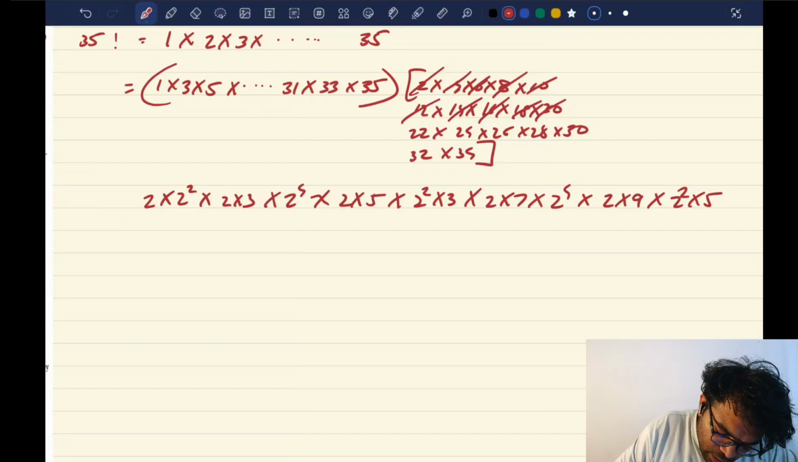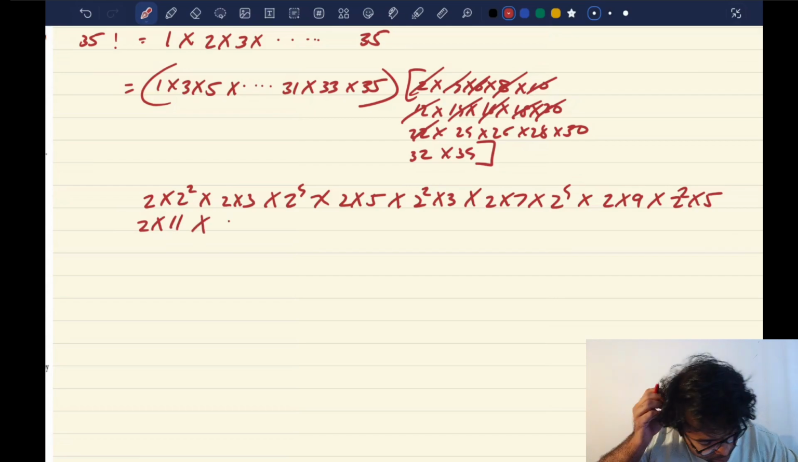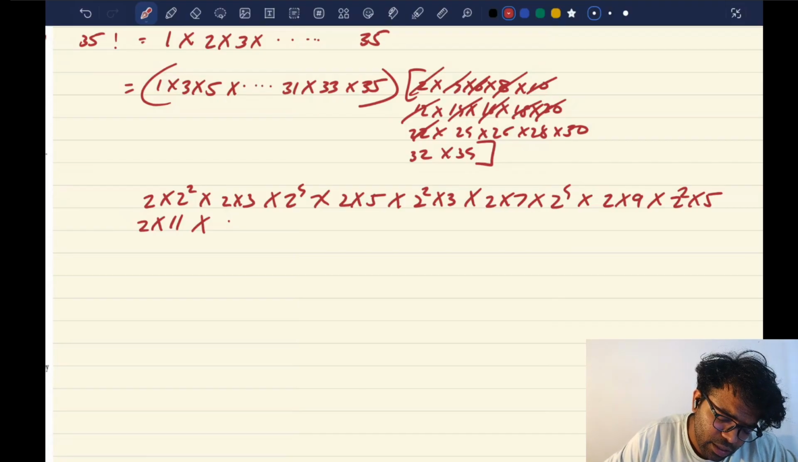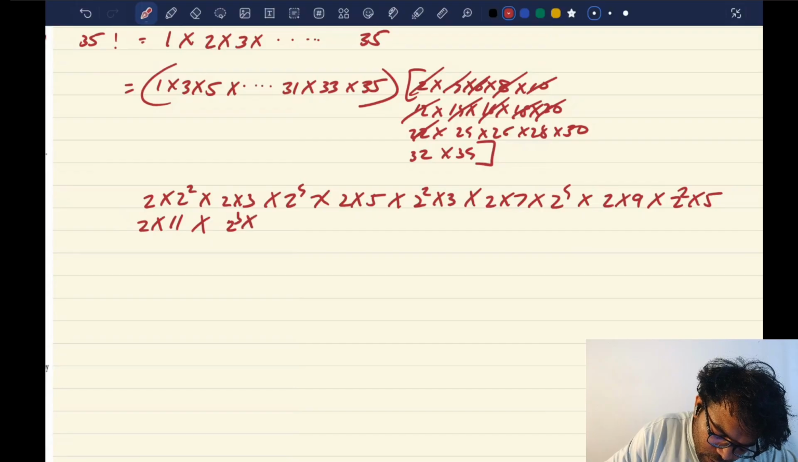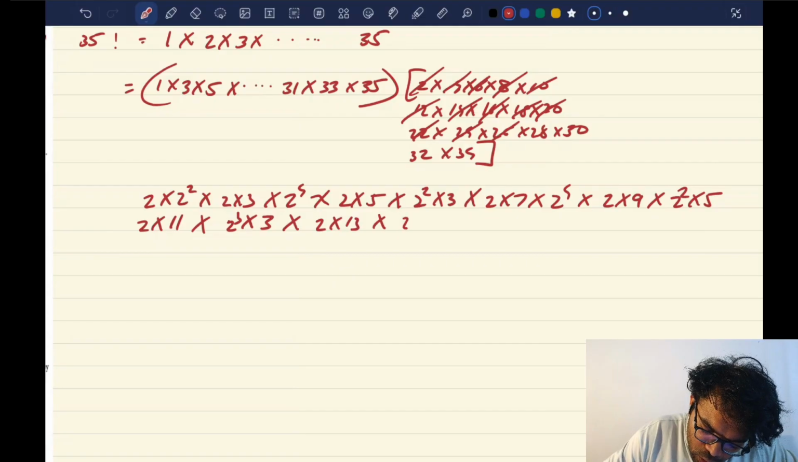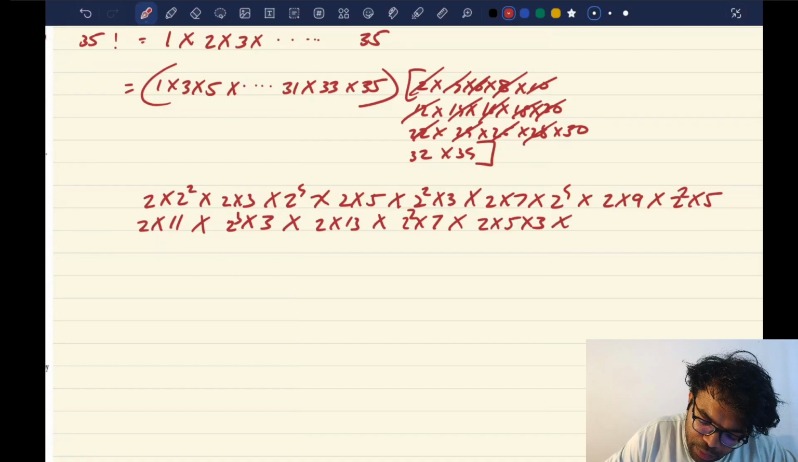So this is also done. 2 into 11, this is also done. 12, 2 to the 4, 4 to the 8, 8, 2 cubed into 3, this is also done, into 2 into 13, this is also done. 2 square into 7, 3 into, and 30 is what? 2 into 5 into 3 into 32 is 2 to the power of 5, into 34 is what?